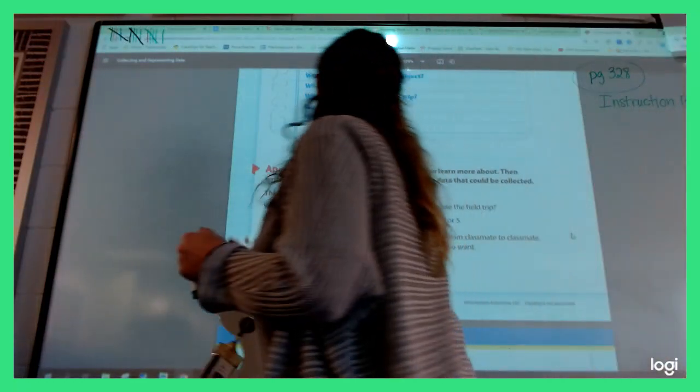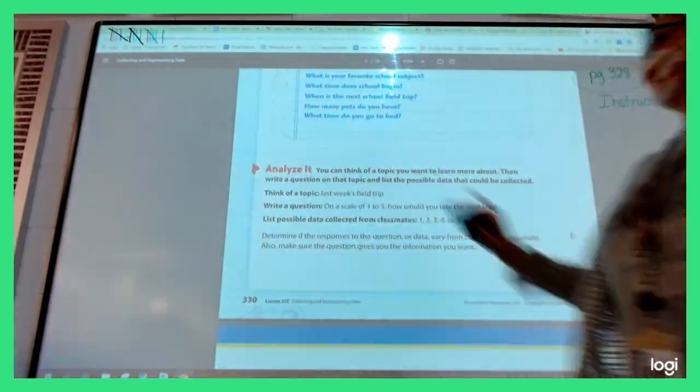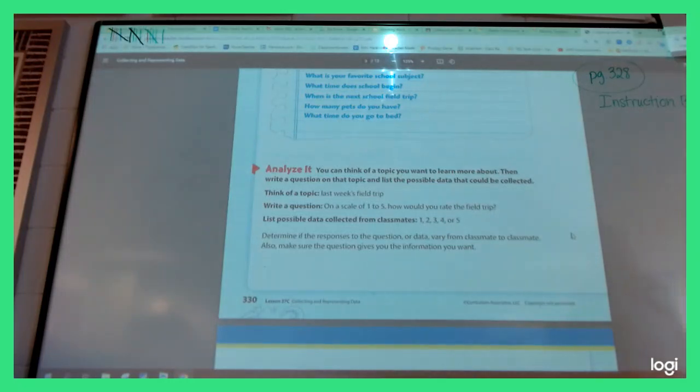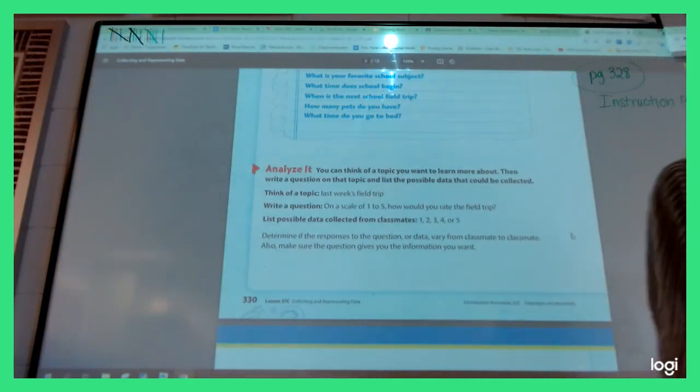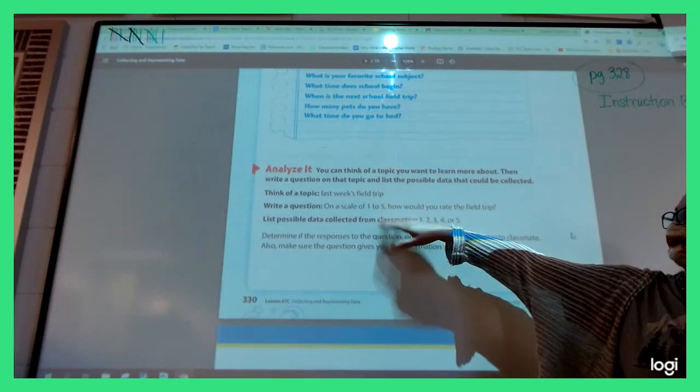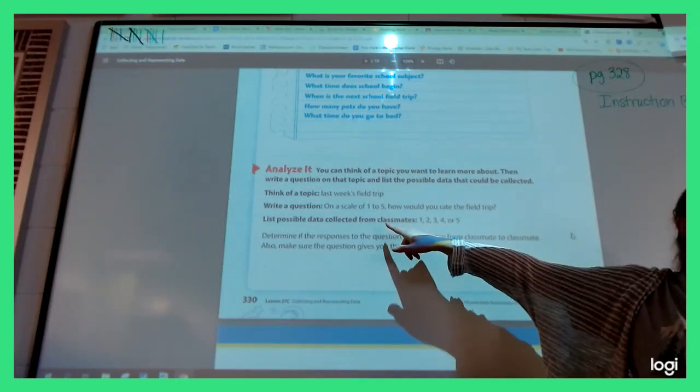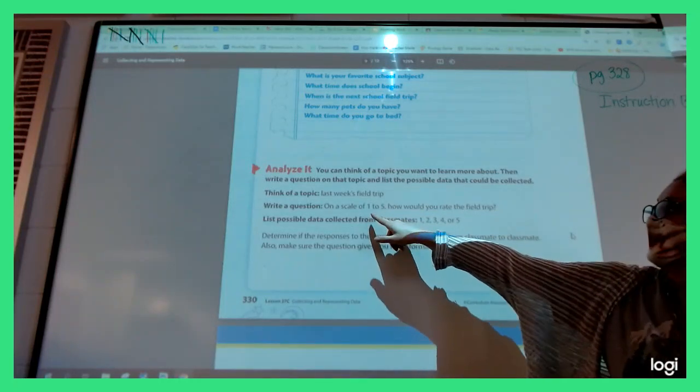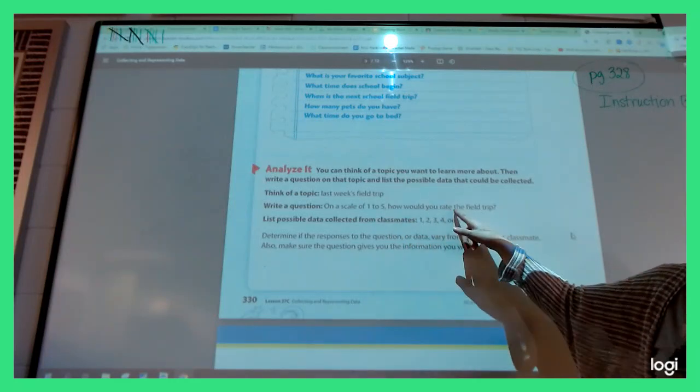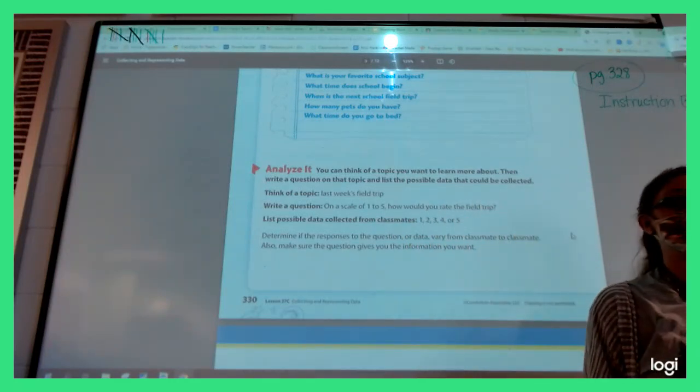All right. So, here's a topic. Think of a topic. Last week's field trip. These lucky people before COVID that still got field trips. Write a question. All right, now you guys tell me what you think about the survey question. Everyone listen. On a scale of 1 to 5, how would you rate the field trip? Do you think that's a good survey question?